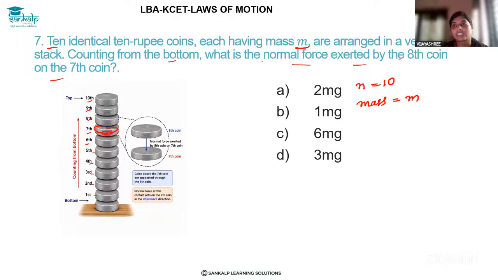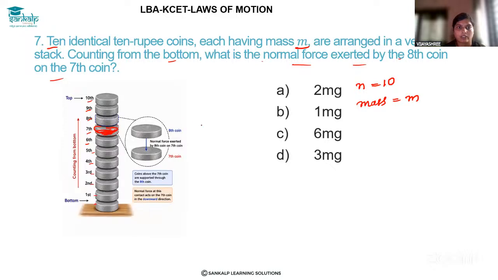So the weight over the 7th coin will be in the downward direction. Normal force will be in the upward direction. Okay. So see here, the 7th coin supports all coins above it. The 7th coin supports the 8th coin, 9th coin, 10th coin. There are 3 coins above the 7th coin, right? So total coins supported equals, I will write here.